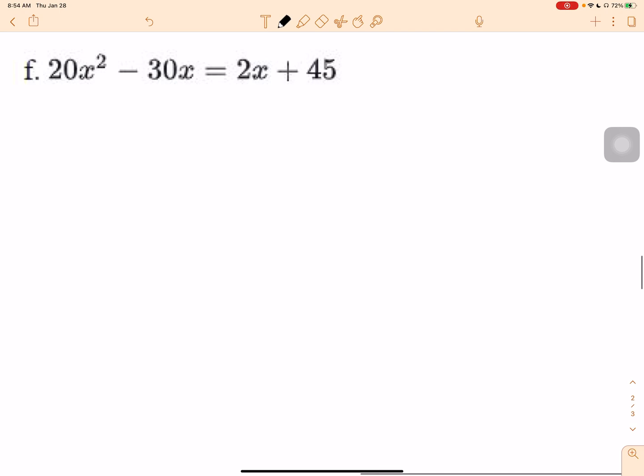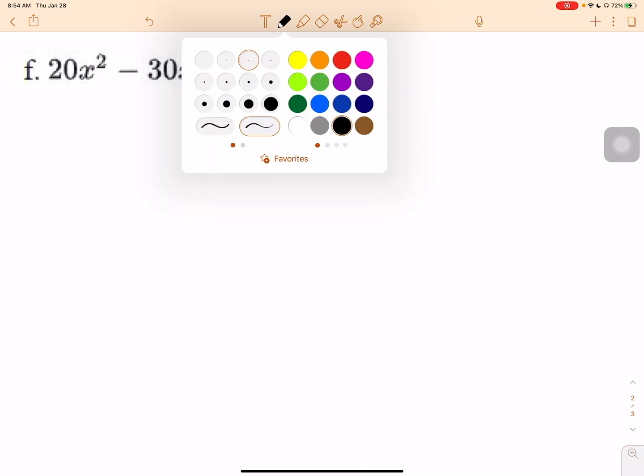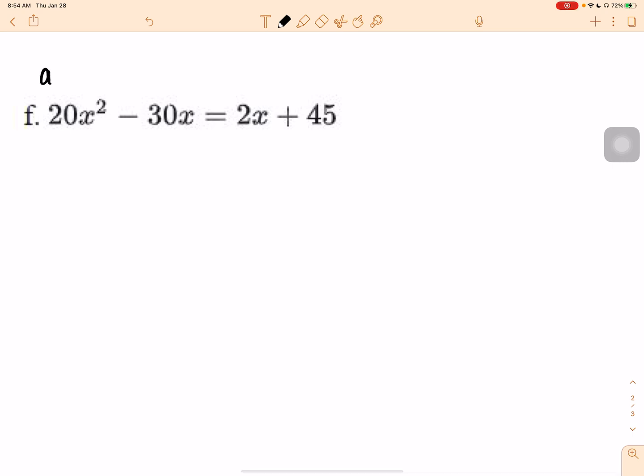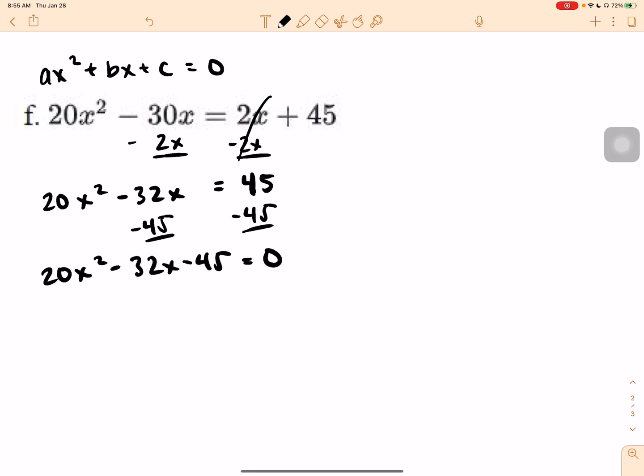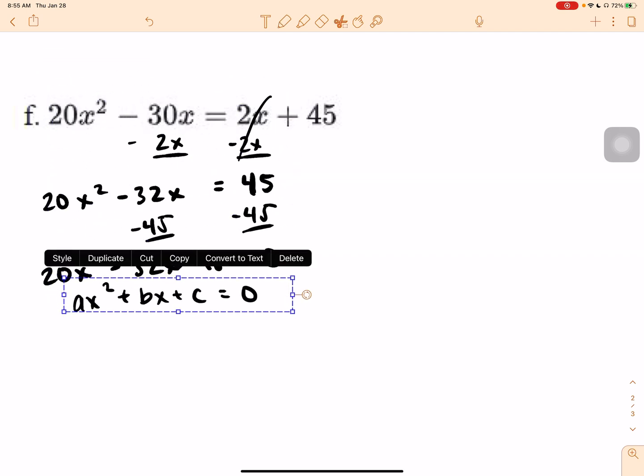All right, so this is our last one here. So again, I need it to be an ax squared plus bx plus c equals 0 form. So I need to subtract the 2x from both sides. And I'll do these in 2 separate steps in case it confused you earlier how I did them in the same step. Becomes negative 32x equals 45. Now I need to subtract 45 from both sides as well. So I have 20x squared minus 32x minus 45 equals 0. Okay, so now it is in ax squared plus bx plus c form.